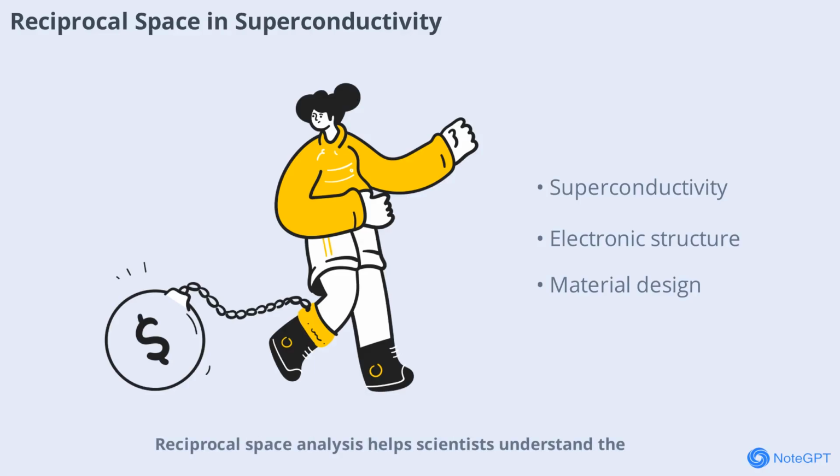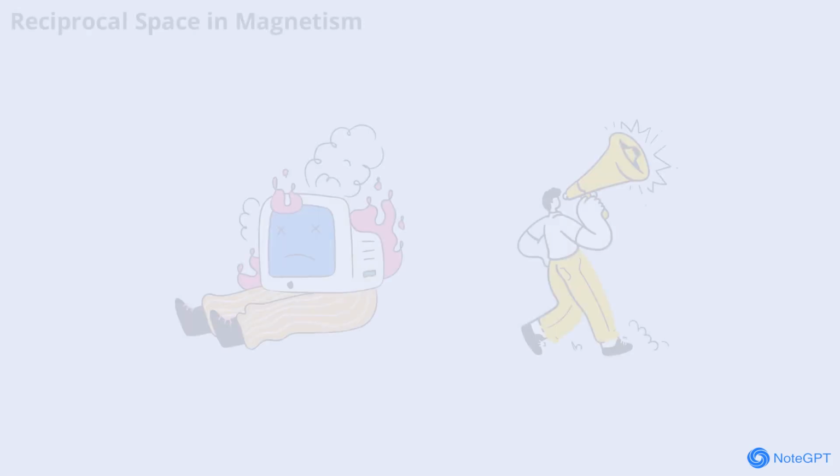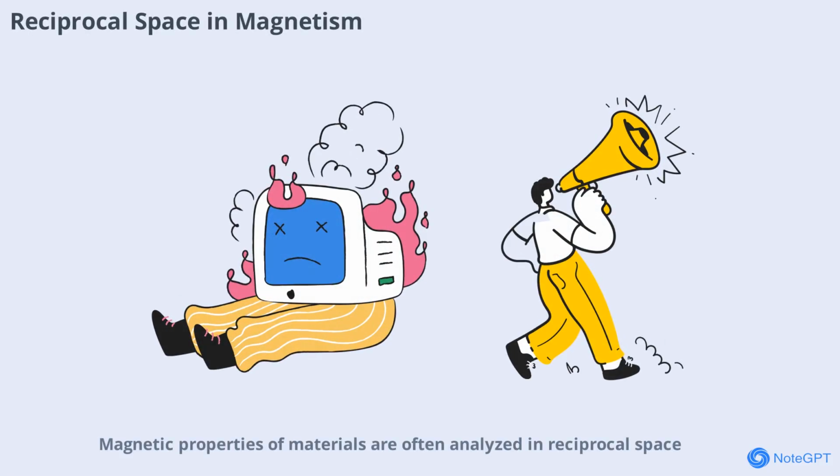Superconductivity is a phenomenon where materials conduct electricity without resistance. Reciprocal space analysis helps scientists understand the electronic structure and pairing mechanisms that enable superconductivity. By mapping out the relevant features in reciprocal space, researchers can design new superconductors with improved properties for energy transmission and other applications.